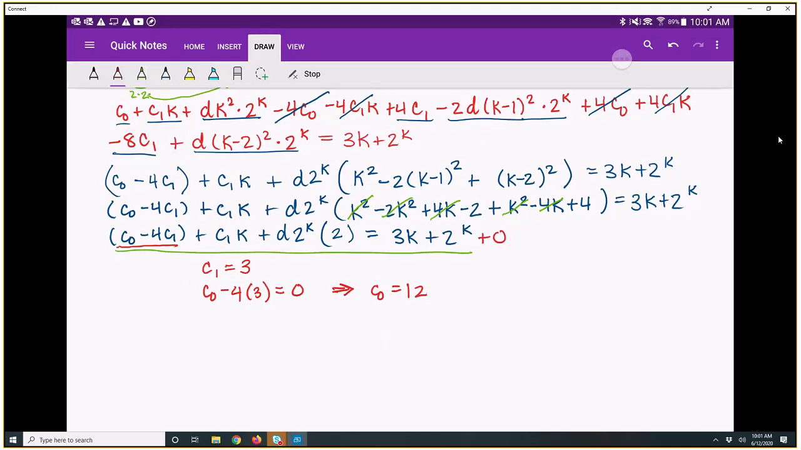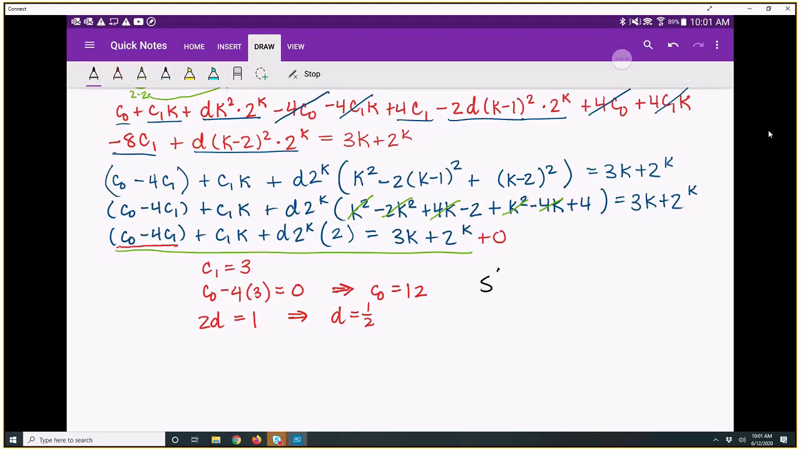And then also the coefficient of 2 to the power k should be 1. And here on the left side, I have 2 times d as the coefficient of 2 to the power k. So that tells me that 2 times d equals 1. So d is equal to 1/2. So I found all of the unknowns here in my particular solution.